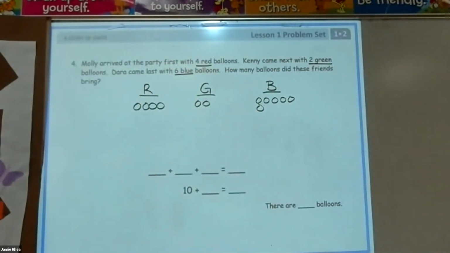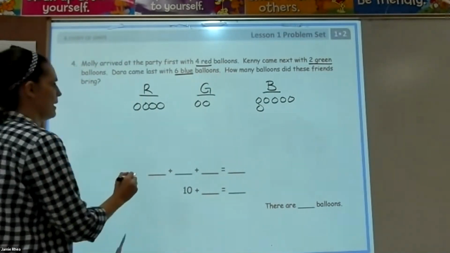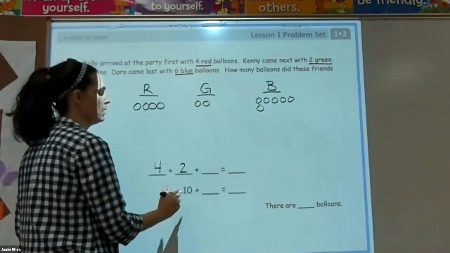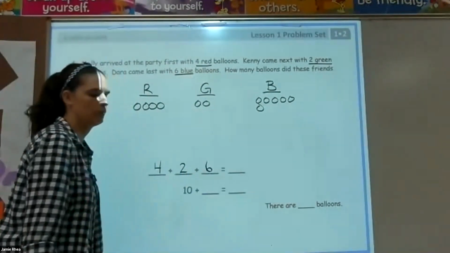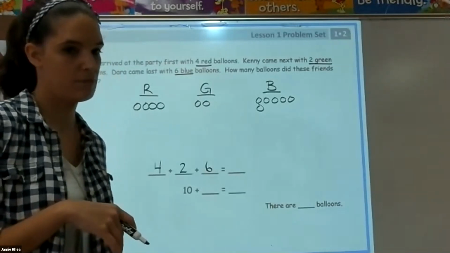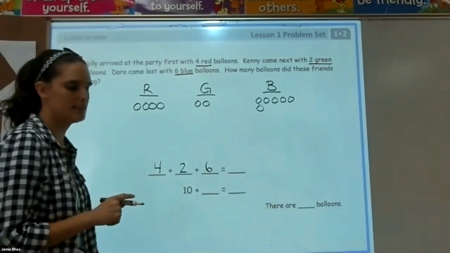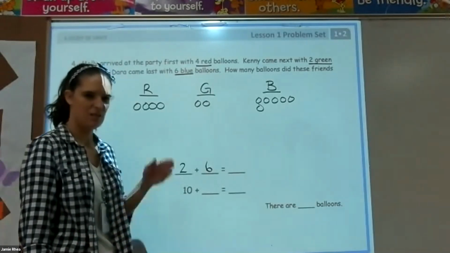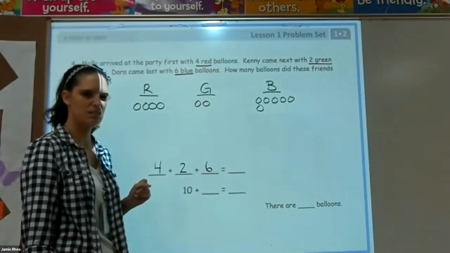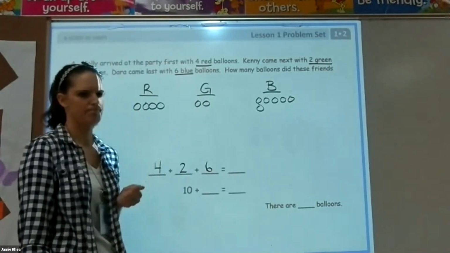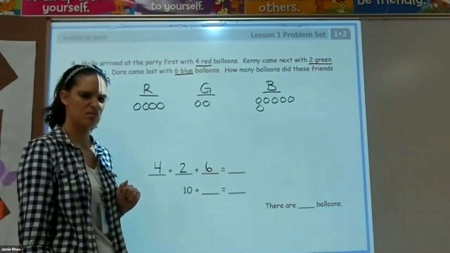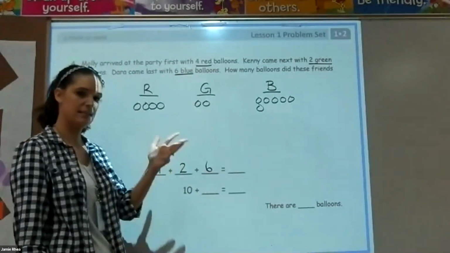Now I need to write out a number sentence for those. I can say I have 4 red plus 2 green and 6 blue. Now, can two of those numbers make 10? Now we got to figure it out. Remember, if you don't know off the top of your head, I can say, it's 4 plus 2. 4, 5, 6. No. Does 2 plus 6 equal 10? 6, 7, 8. No. Does 4 plus 6 equal 10? 6, 7, 8, 9, 10.